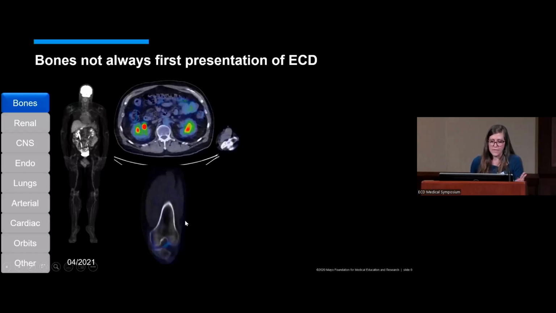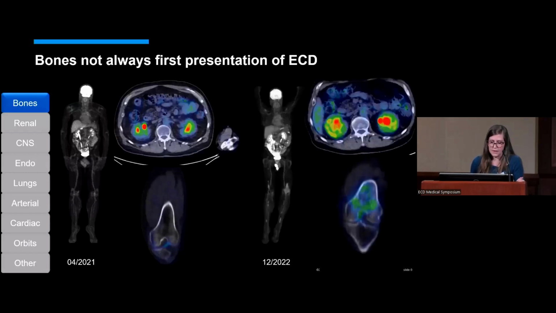This patient was on and off different therapies and didn't tolerate some of the therapies. And so on our next PET-CT, he had a little bit of progression of disease. You can see now that there's a little bit more FDG uptake surrounding the kidneys here. And then he has developed sclerotic lesions in the distal femurs that are mildly FDG avid. So we've had a few patients where the bones haven't been the first site of presentation.